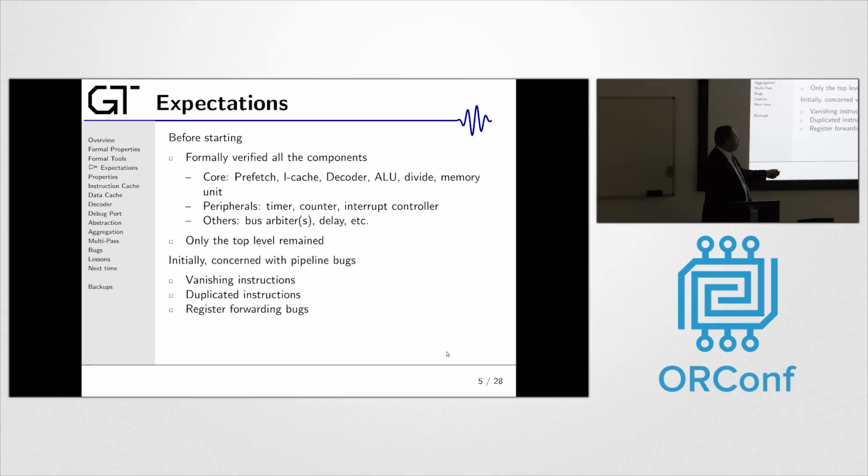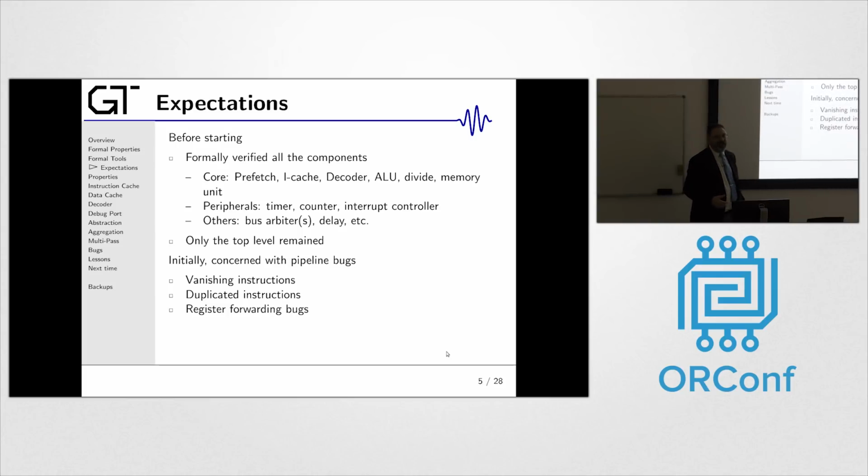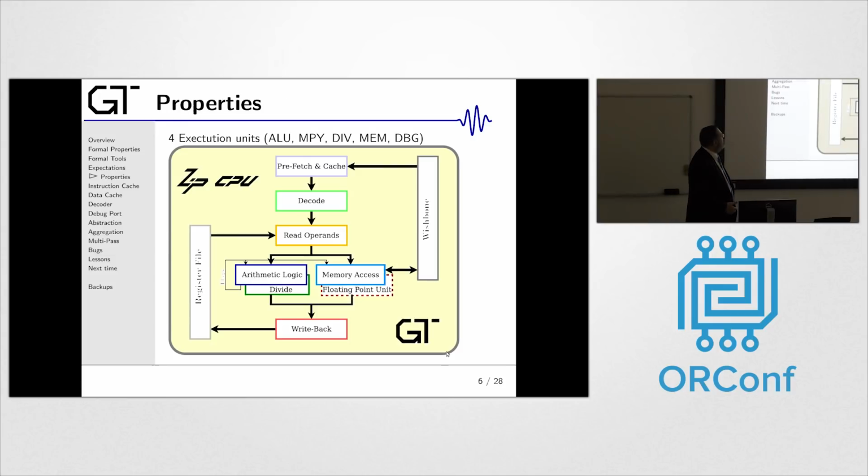Initially, I was concerned with pipeline bugs, like instructions that would vanish as they went through the pipeline because some following instruction passed it. I was concerned with instructions that might get duplicated, or anything where a register would be written to and it wouldn't get propagated through the CPU. This is what I was expecting. You'll get to see at the end what I actually found.